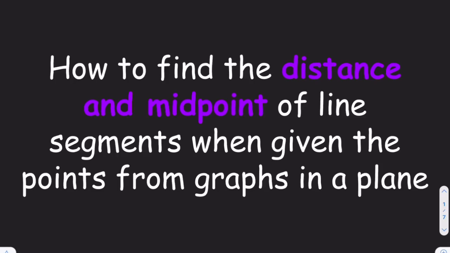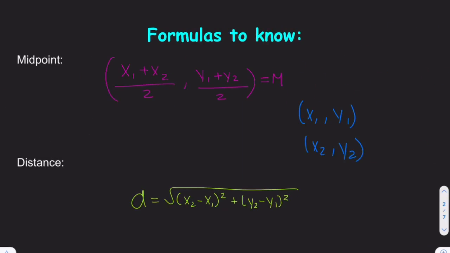In today's video, we will find the midpoint and the distance of line segments when given specific coordinates. The two formulas you will need to know for this video are the midpoint formula and the distance formula. The midpoint formula is (x1 plus x2) over 2, and then (y1 plus y2) divided by 2, equals M.